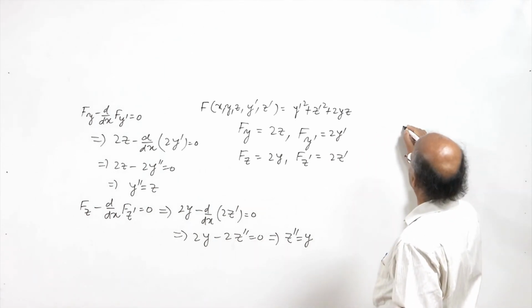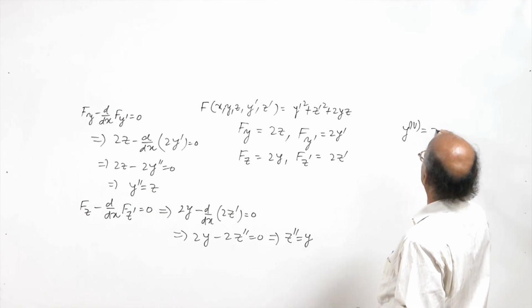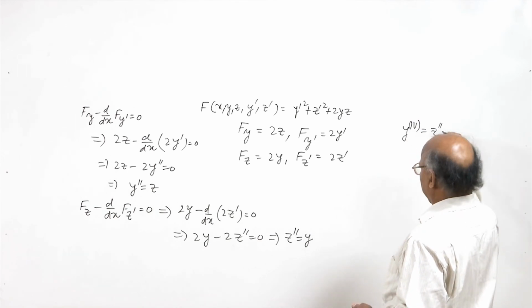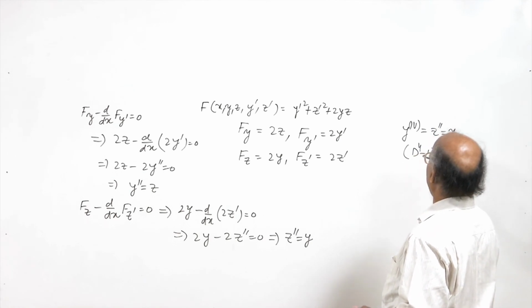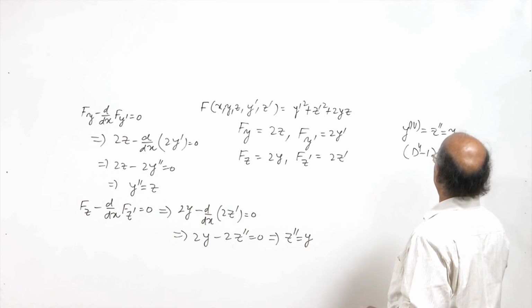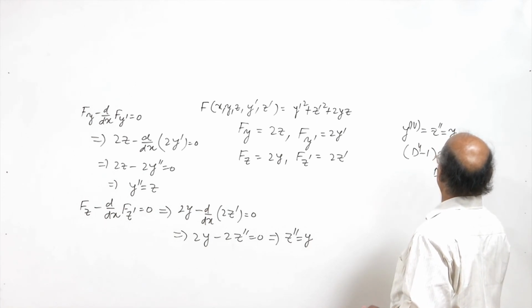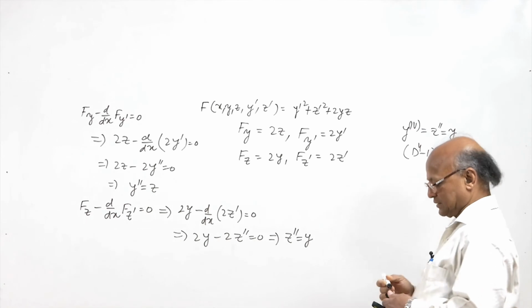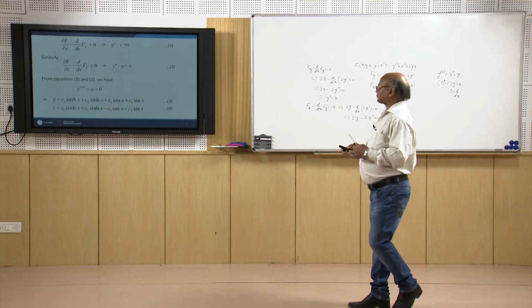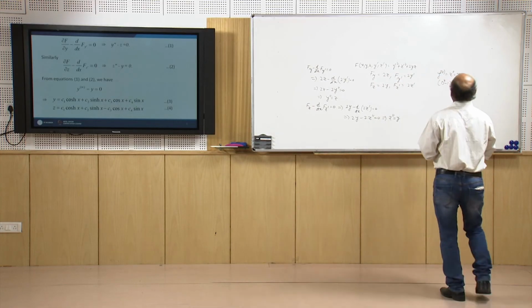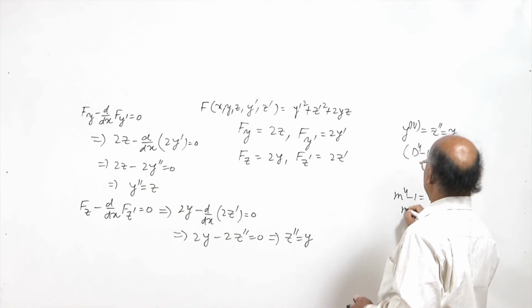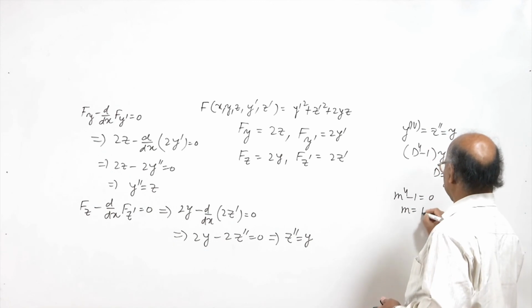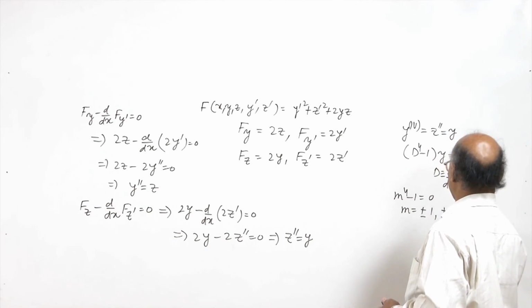Now from the two equations y double dash equal to z and z double dash equal to y, what do we obtain? The fourth order derivative of y is equal to the second order derivative of z, which is equal to y. So we get (D^4 minus 1) y equal to 0, where D denotes d over dx. Our auxiliary equation here is m^4 minus 1 equal to 0. We can write the roots of this equation as m equal to plus minus 1, plus minus i.